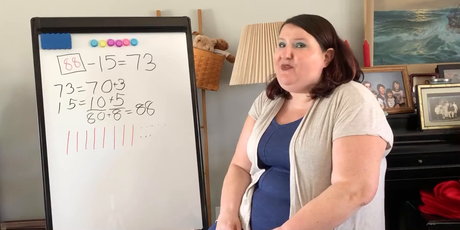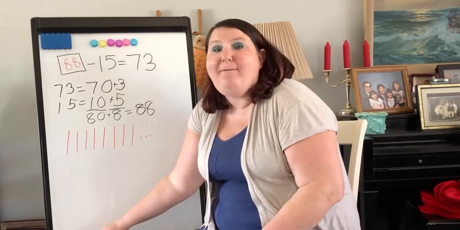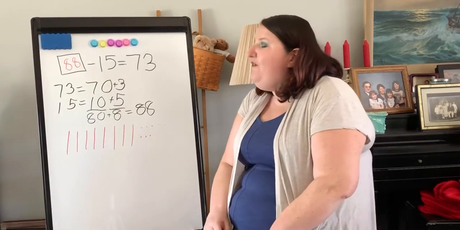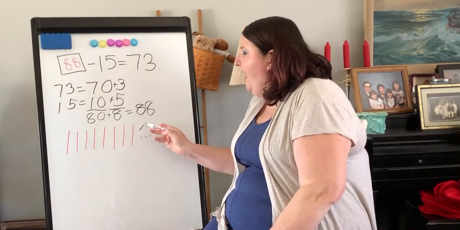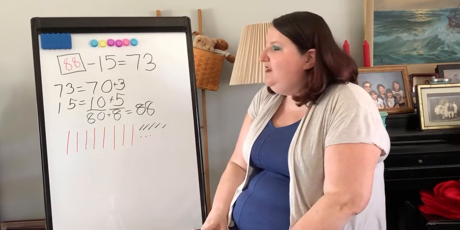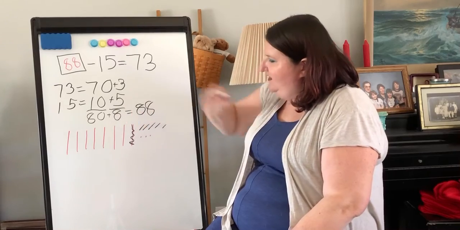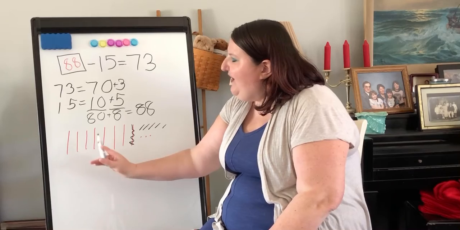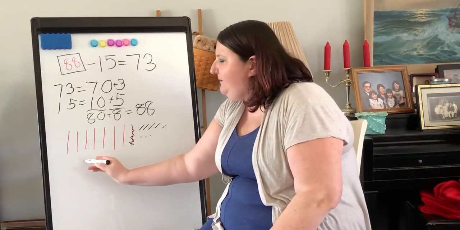So now we're going to take 15 out of there and we're going to see if we end up with 73. And again, if we do end up with 73, boys and girls, that means that we solved this correctly. So 15 is 10 and 5 ones. 1, 2, 3, 4, 5. 10 is just 1 ten. So 10. Let's see what we're left with. 10, 20, 30, 40, 50, 60, 70.